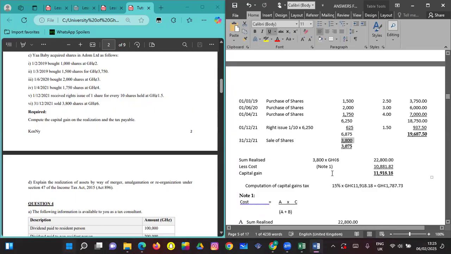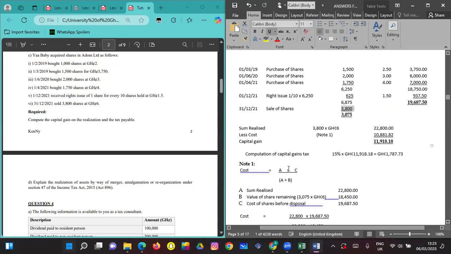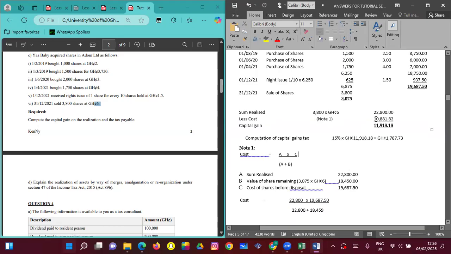3,800 times this. And then the cost is going to be, as we know, A times C over A plus B, where A is the sum realized and B is the value remaining, and C is the cost as at that time. After selling the shares, this was the one that was left. We multiply it by the value 6, we get this. Now our cost of share before disposal was this. So A times the cost over A plus B. After doing everything, this is what we will get.